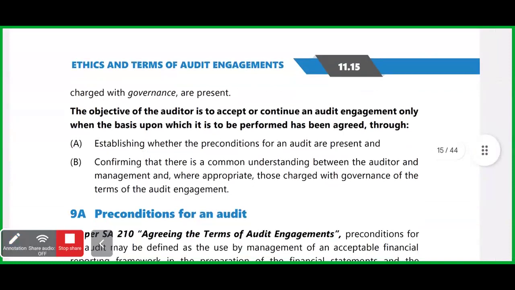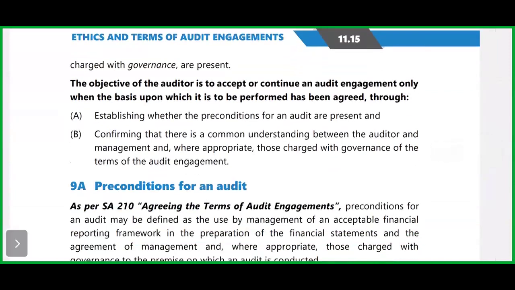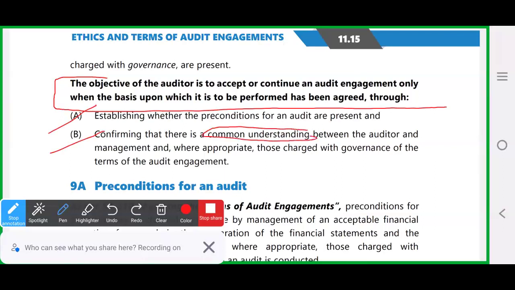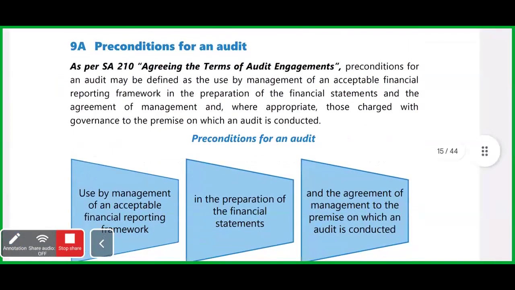The objective of the auditor is to accept or continue an audit engagement only when the basis upon which it is performed is agreed. That is, the auditor has to see that all the preconditions for audit are present, and he has to confirm that there is common understanding between the auditor and management. So we'll see the preconditions for audit.